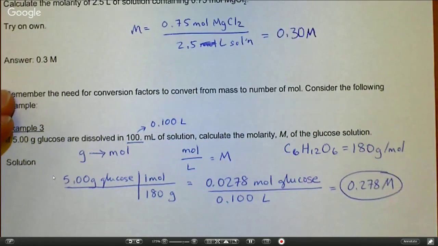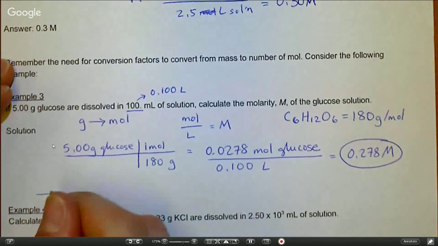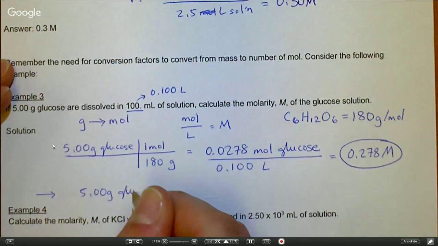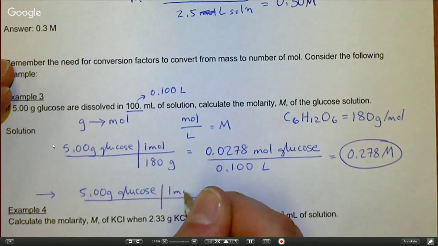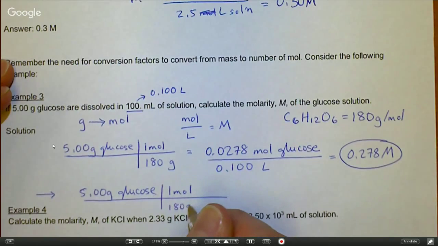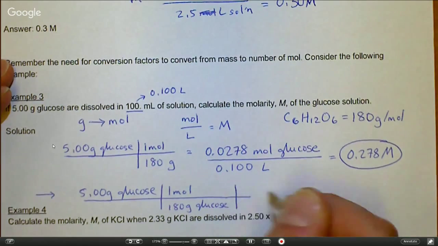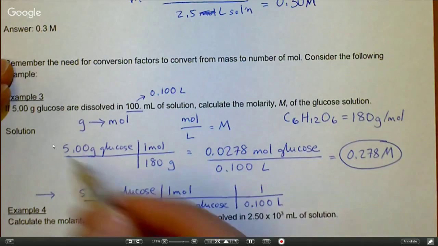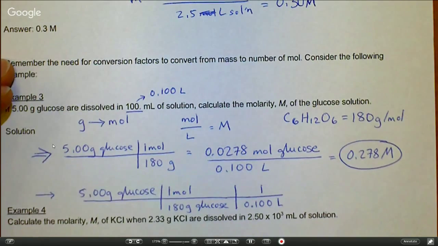Now the alternative, I said we could do it all in one setup: 5.00 grams of glucose, set up the T-chart, 1 mole over 180 grams of glucose, and then we can just say 1 over 0.100 liters. That would be fine, but if you prefer the top way, I am just as fine with that. Not a problem.